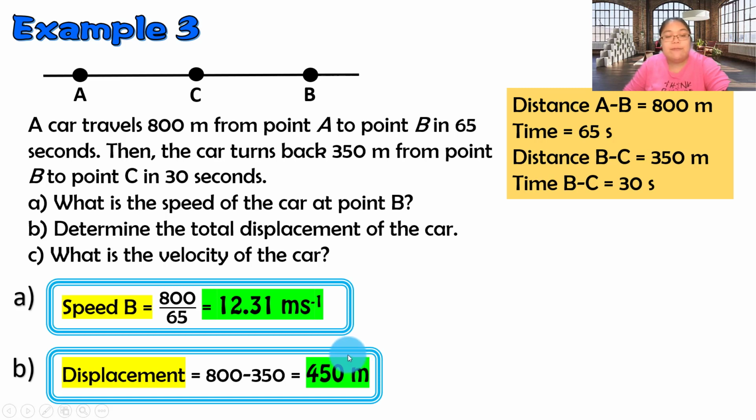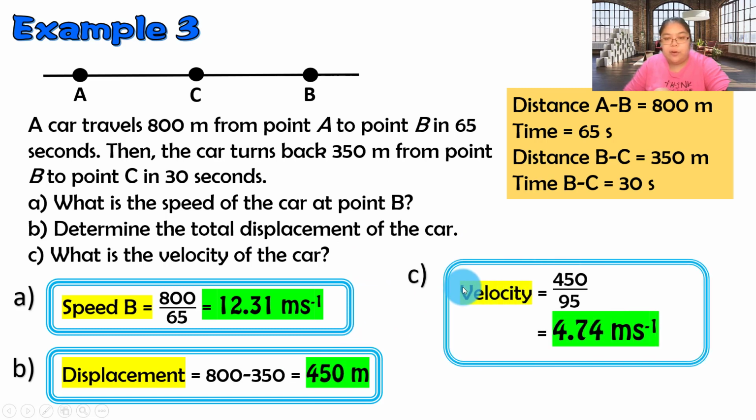Okay, what is the velocity of the car? If they ask velocity, it means you need to use displacement. So your displacement is 450. Then we go straightforward, 450 over the total time taken. Your total time is 65 plus 30, so that's 95. From here I get the answer 4.74 ms^-1. So this one is a velocity.